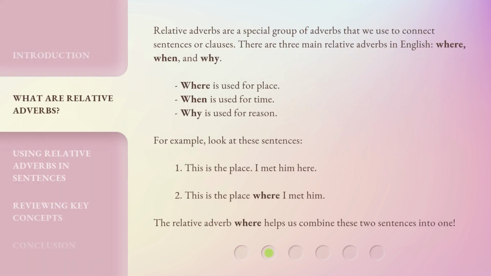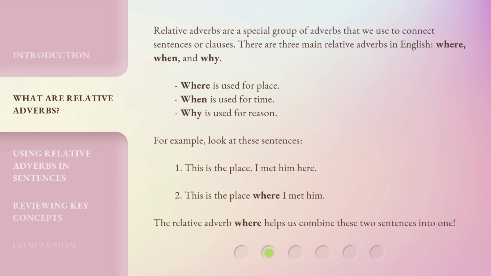Relative adverbs are a special group of adverbs that we use to connect sentences or clauses. There are three main relative adverbs in English: where, when, and why. Where is used for place. When is used for time. Why is used for reason.